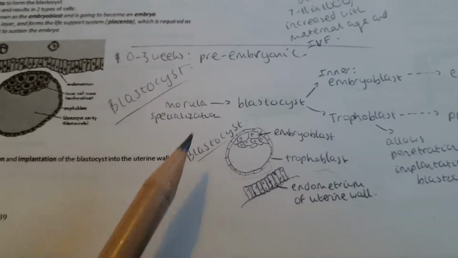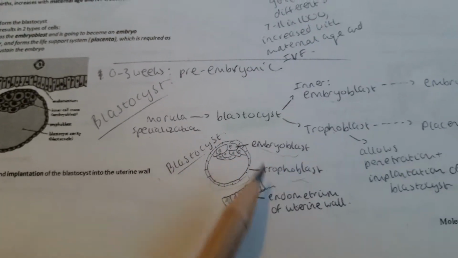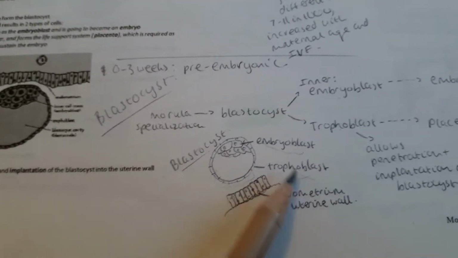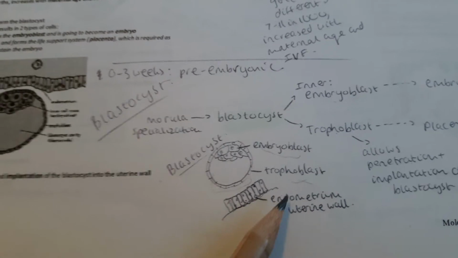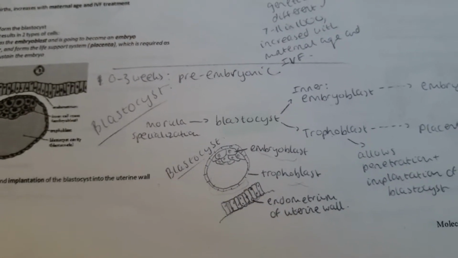So just having a closer look at the diagram of the blastocyst, the inner cell mass is the embryoblast and the outer cell mass is the trophoblast. The embryoblast will become the embryo and the trophoblast allows implantation into the endometrium of the uterine wall and it will also produce the placenta.